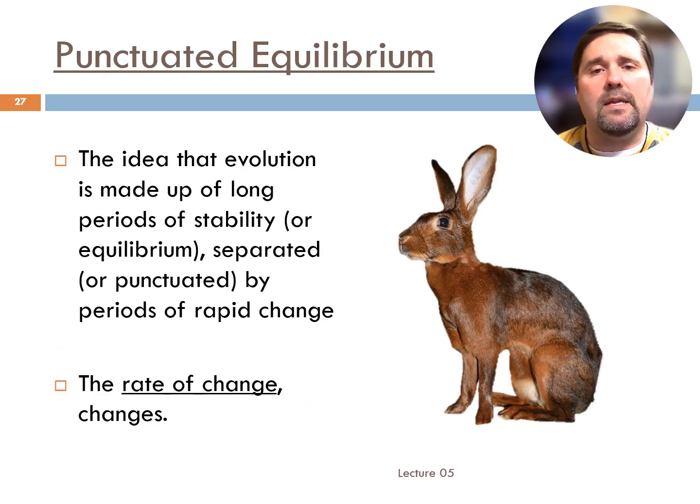But since the 1970s, many scholars have come to the conclusion that the pace of evolutionary change is not steady. The rate of change, in fact, changes. There are long periods of stability or equilibrium, broken up or punctuated by relatively short periods of rapid evolutionary change. So this view is called punctuated equilibrium. This views macroevolution like the hare. Once the race starts, he shoots off very quickly, then stops and takes a rest, then shoots off very fast again, then pauses until he reaches the finish line.